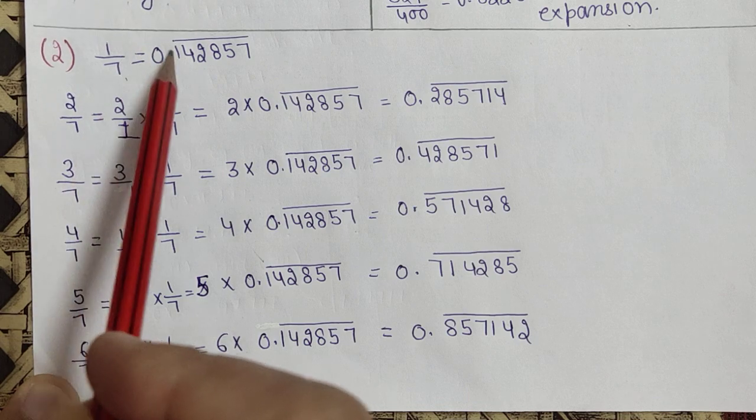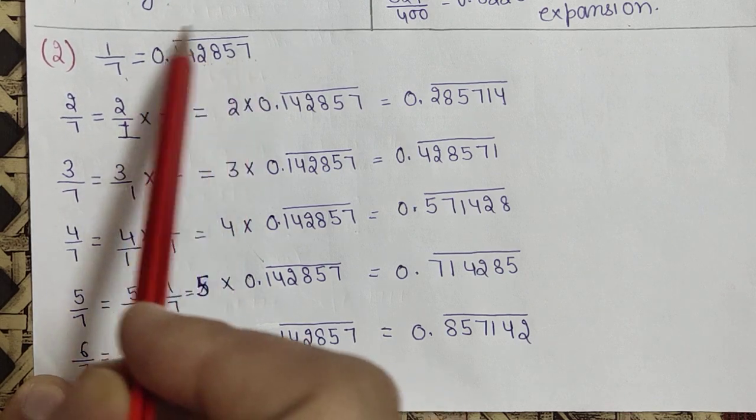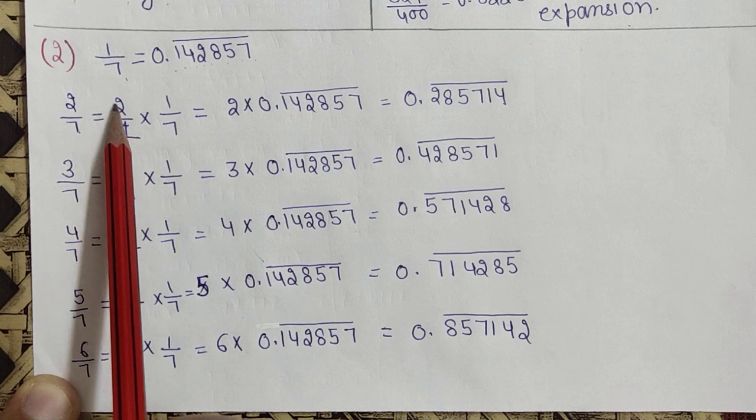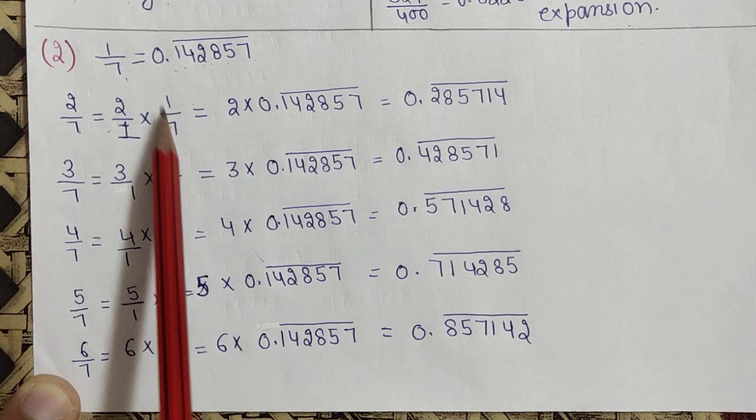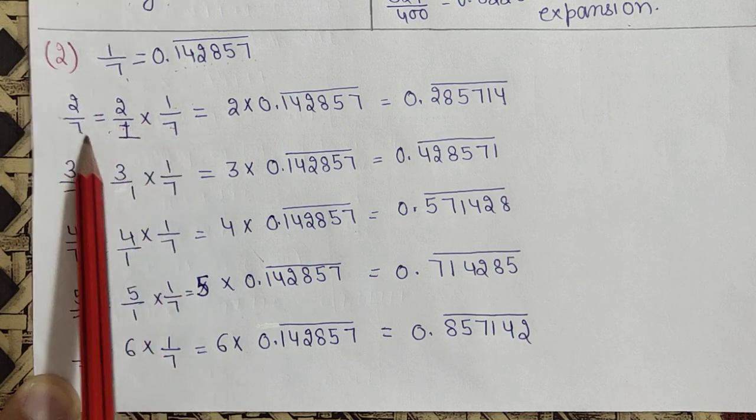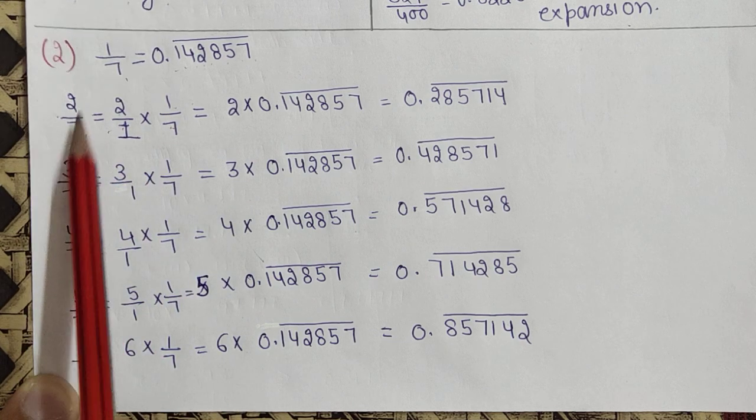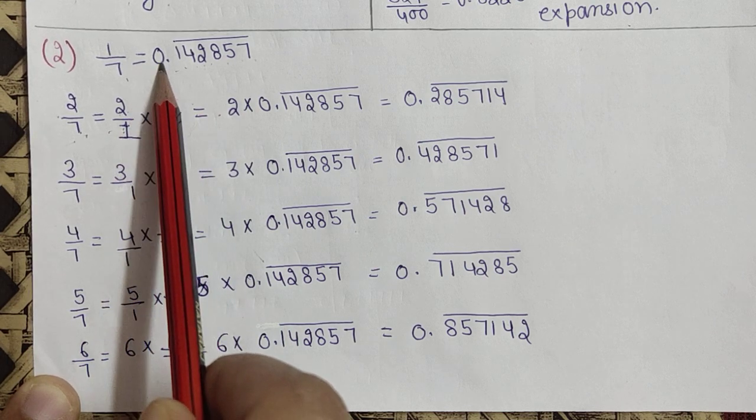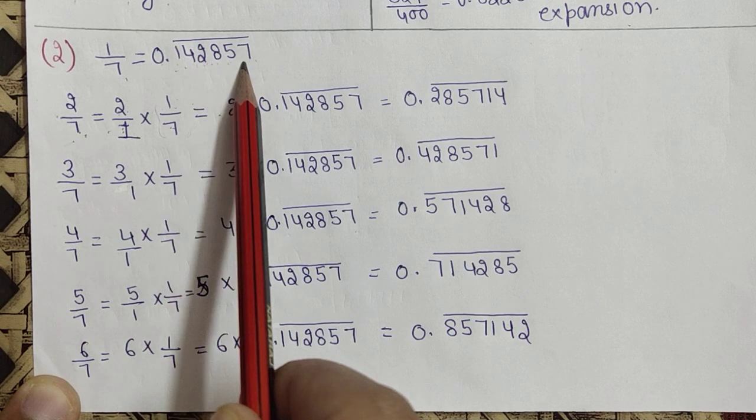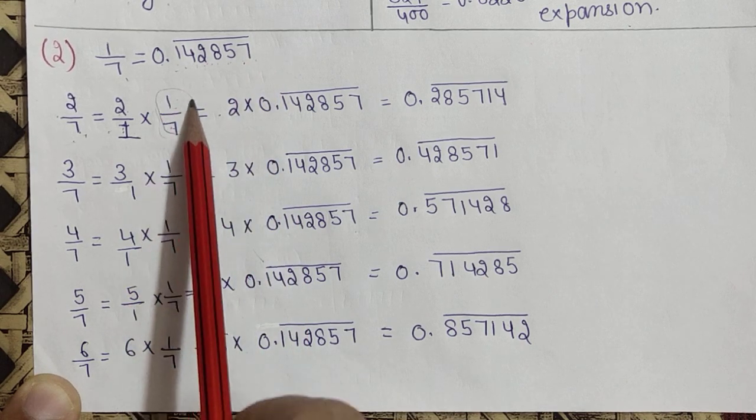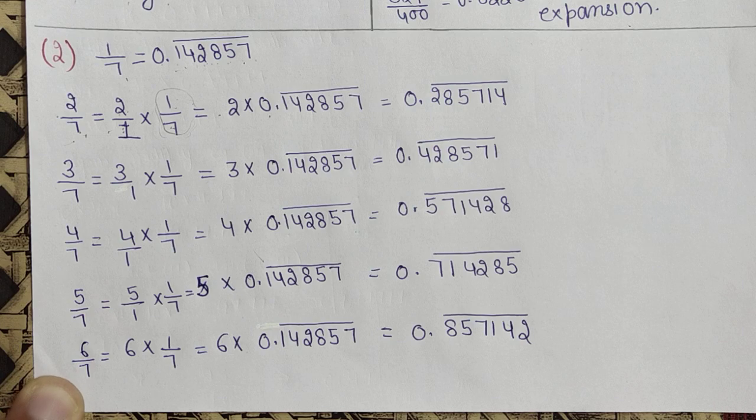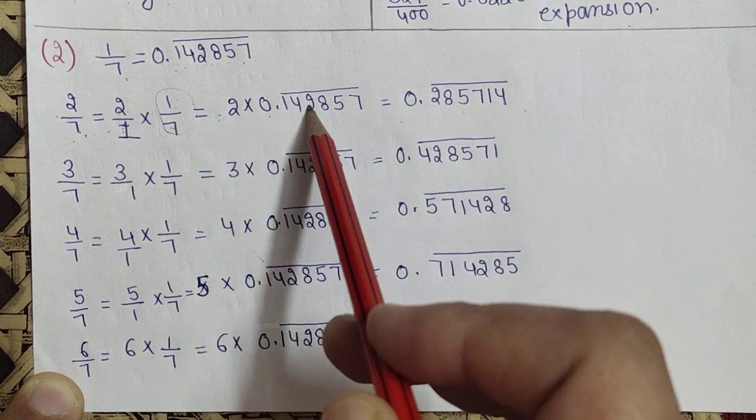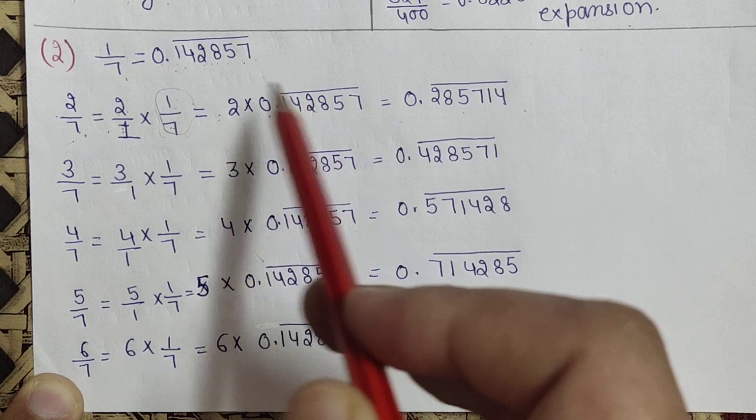1 by 7 you know is 0.142857 bar. Now I want to find the value of 2 by 7. I will write it in the form of 2 by 1 into 1 by 7, because 2 ones are 2, 1 sevens are 7. So it will come 2 by 7. 2 by 1 is 2. 1 upon 7 you know the value of, it is 0.142857 bar. Just substitute the value of 1 by 7 here. You have to multiply 2 with this expression.